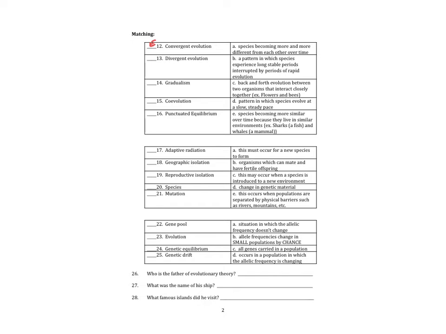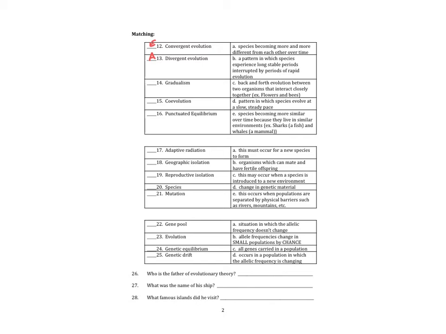Number 13 is divergent evolution. So that's letter A. This is when two different species become more and more different from each other over time, even though they used to be similar. They diverge because they have been exposed to different environmental pressures.